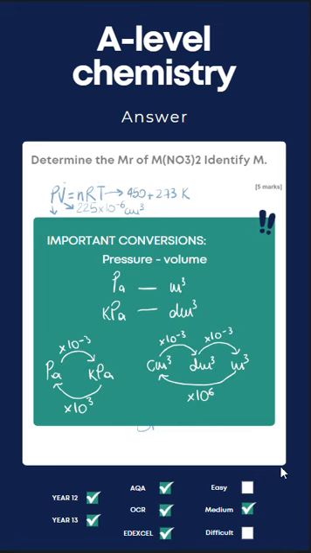I would suggest you keep it as either pascals with meters cubed or kilopascals with decimeters cubed, because it's easy to convert between each of them anyway afterwards, so I would suggest you stick to one.